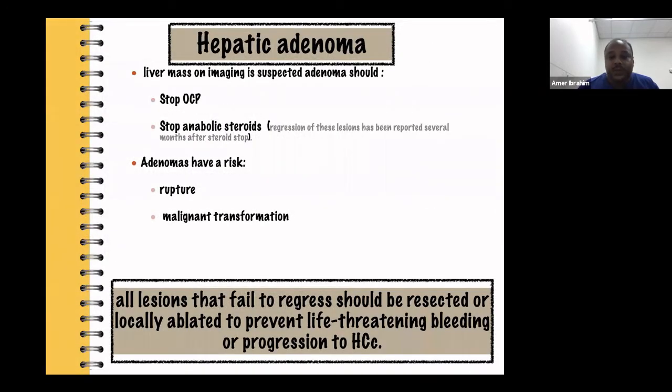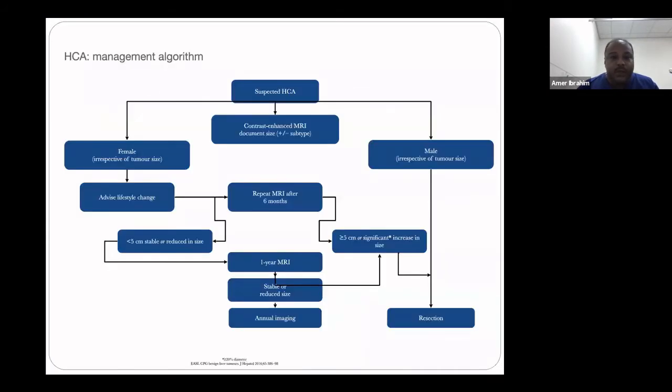So, what is the treatment actually for the hepatic adenoma? Stop the oral contraceptive pills and stop the anabolic steroids. This is actually a very nice algorithm for the treatment of hepatocellular adenoma. So, we will do a CT scan or a contrast-enhanced MR.